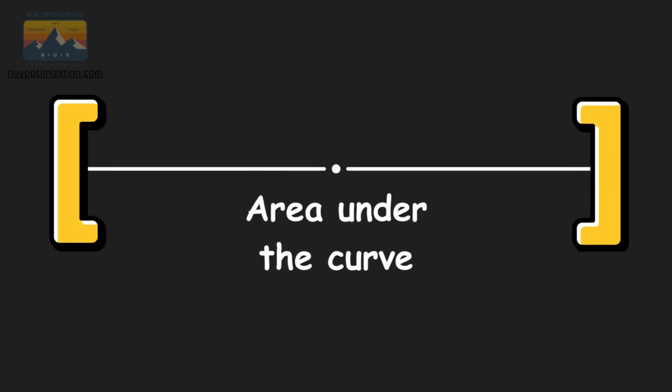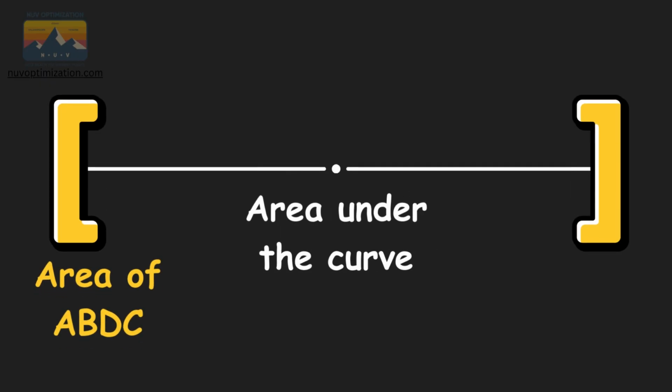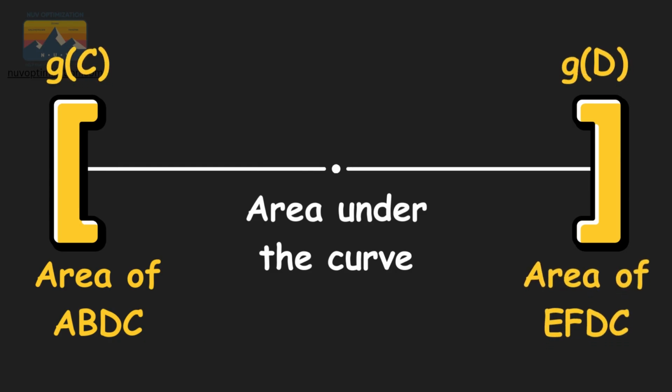So, the true area under the curve is bounded between the area of the lower rectangle, using GC, and the upper rectangle, EFDC, using GD. This clever method of bounding areas was used by Archimedes over 2,000 years ago. However, we can get an even better approximation by combining these two ideas.